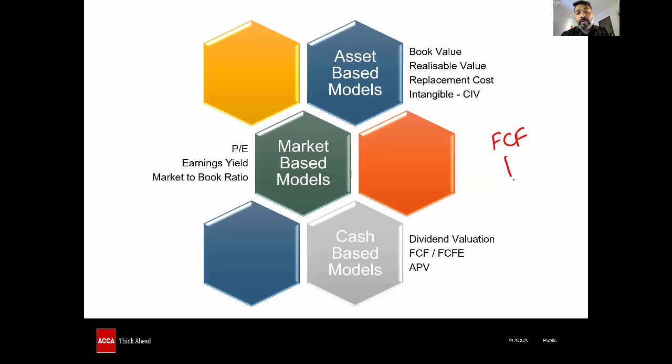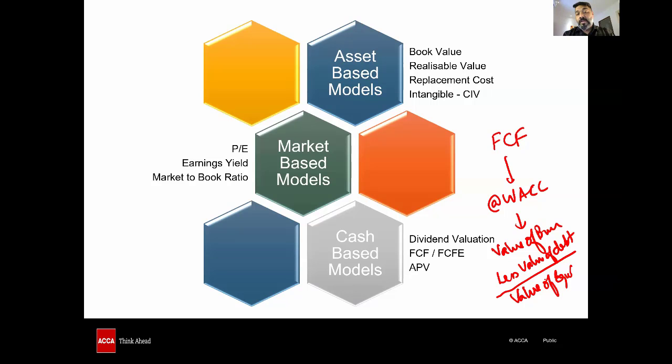Free cash flow would be discounted at WACC to give us the value of the business, from which we are going to deduct the value of debt in order to arrive at the value of equity. This is how we arrive at the value of equity. So the free cash flows are discounted at WACC to arrive at the value of the business. Less value of debt gives you the value of equity.